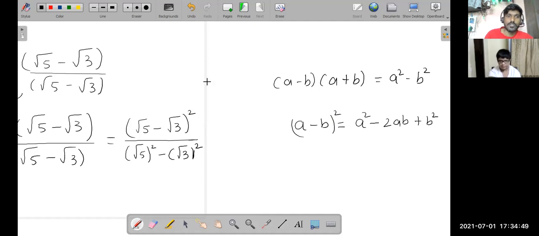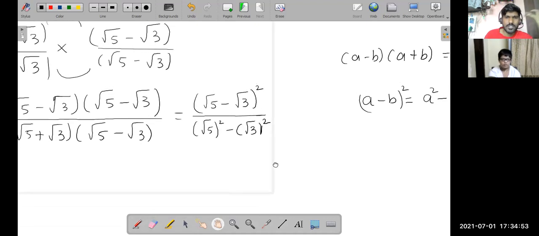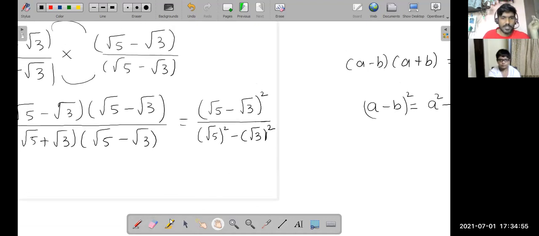So now we could use that in the numerator and expand, or we can leave it as it is. For now, we'll just leave it as it is because they have asked to rationalize the denominator. So the numerator, I'll just leave it as root 5 minus root 3 the whole square.